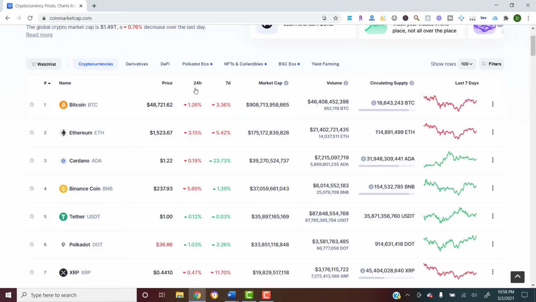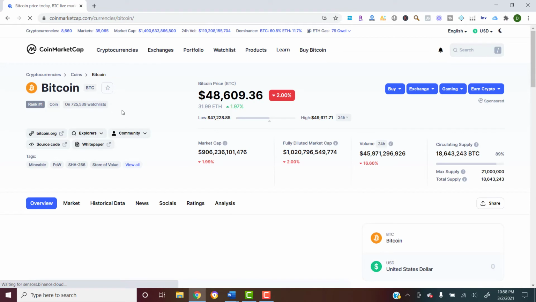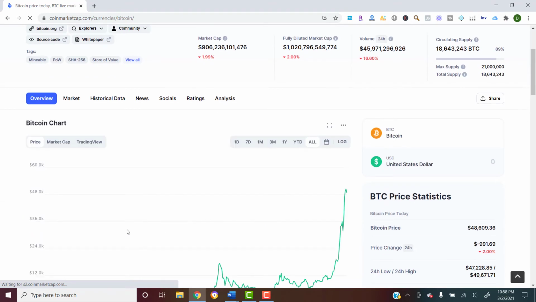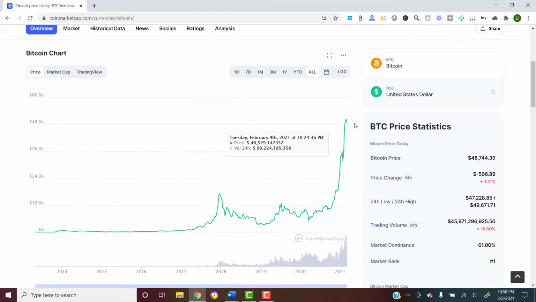Maybe 1% with Bitcoin is fine, because this is still well below the all-time high. The other important thing to do would be to look at the all-time high of that project, and you guys know how to do that. Literally just click right on that, and it's going to take you into the Bitcoin chart right there, and you're going to be able to tell what the all-time high previously was for it. And it's going to give you a really good idea.